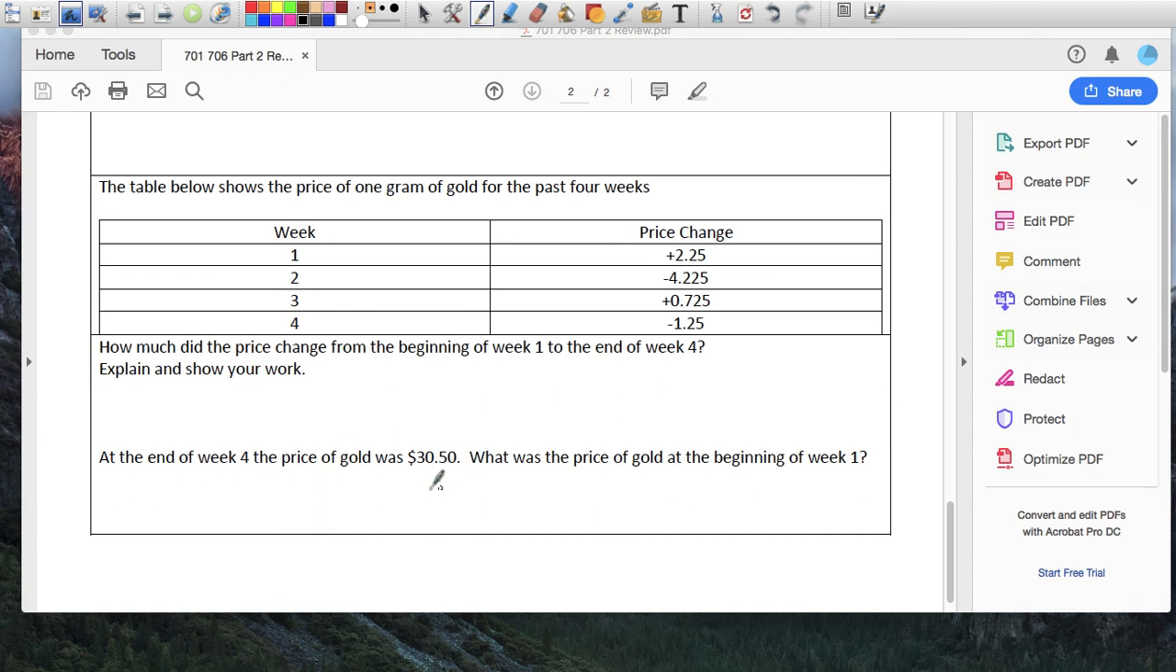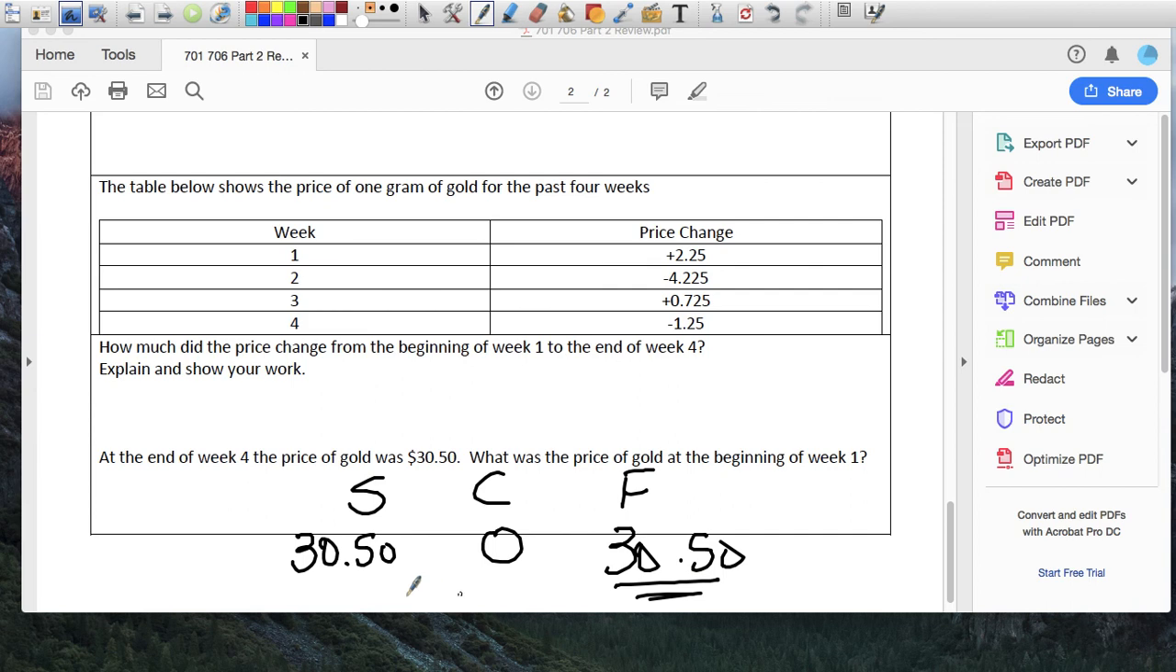So if you write start, change, and final, at the end of the 4th week, the price of gold was $30.50. What was the change? 0. So what was my starting price? Obviously, it has to be the same, right? Because it didn't change at all. It went up and down, went up and down. But guess what? It came back to the original price. So this one was pretty easy.